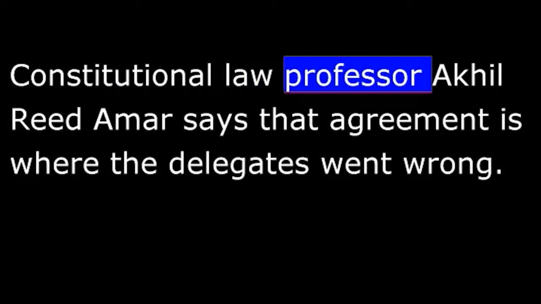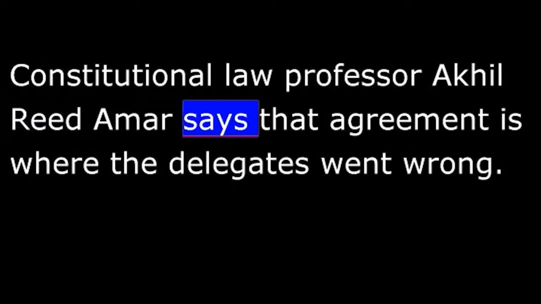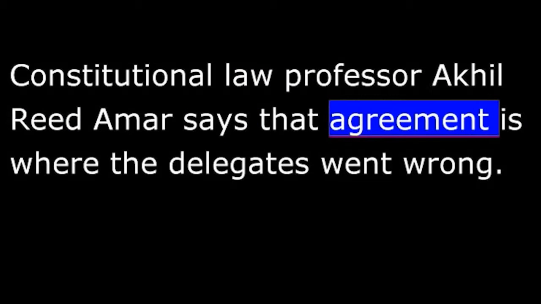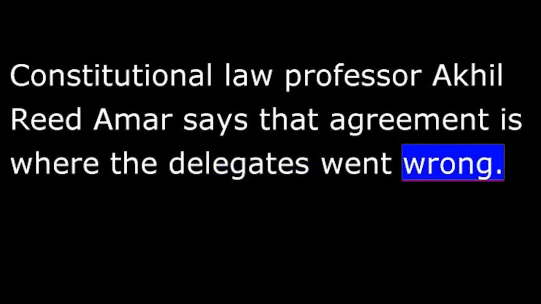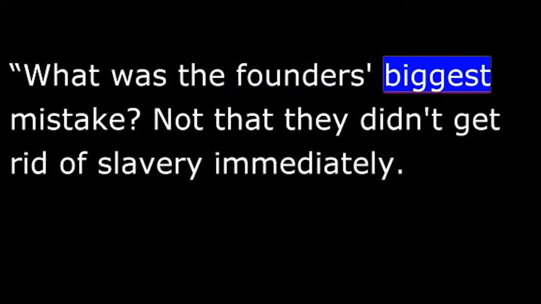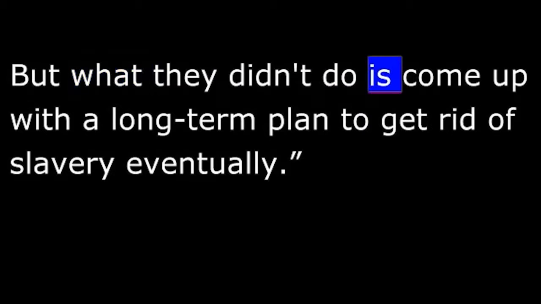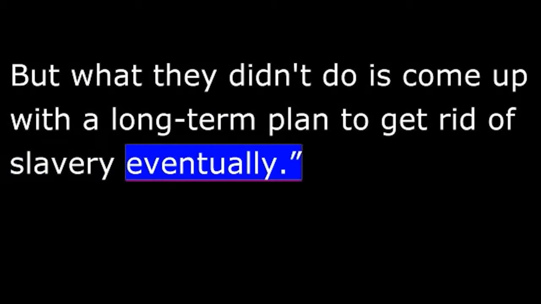Constitutional law professor Akhil Reed Amar says that agreement is where the delegates went wrong. What was the founders' biggest mistake? Not that they didn't get rid of slavery immediately. It was already a part of their world. It would have been difficult to get rid of slavery immediately. But what they didn't do is come up with a long-term plan to get rid of slavery eventually.